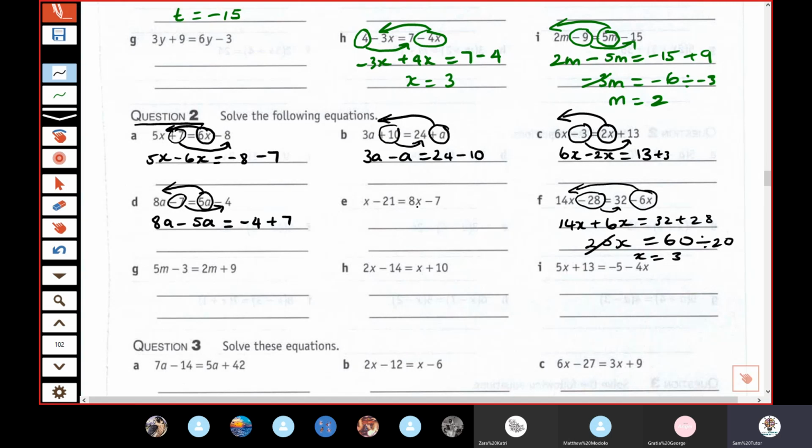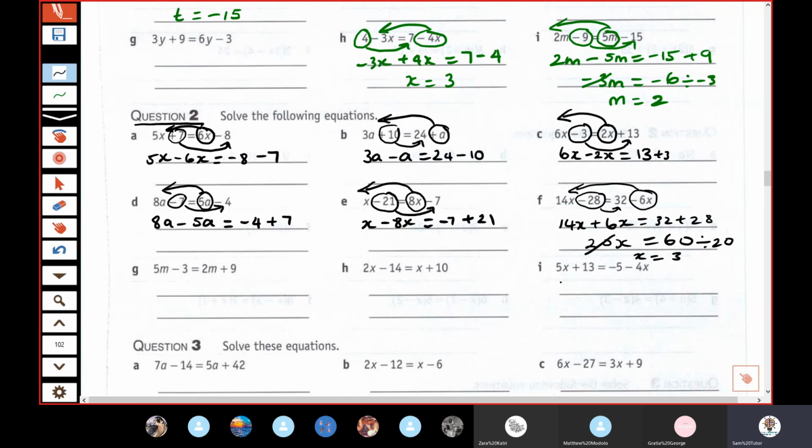What do I circle on this, on the right hand side? Which one? Yeah, 8 times x, this one here. That's going to move to this side. And then on this side, minus 21 is going to move to this side. So it's going to look like this. x minus 8x equals minus 7 plus 21.